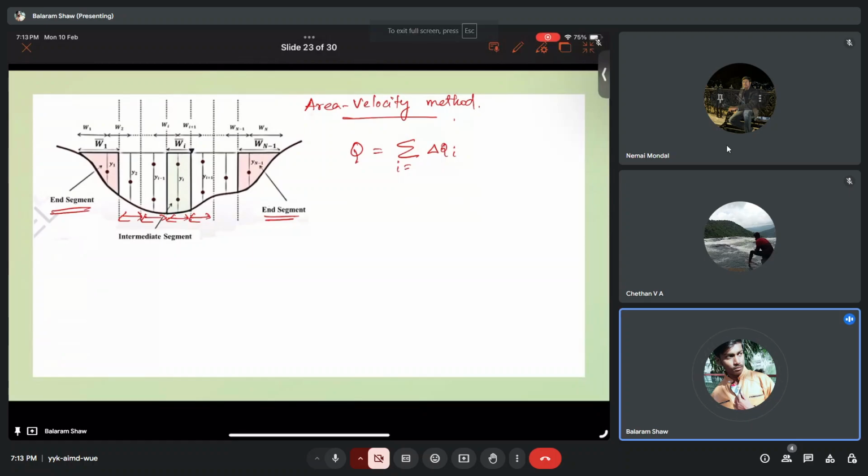I will start from 1 to n minus 1. But as you see, at the end segments we have a different kind of structure, right?